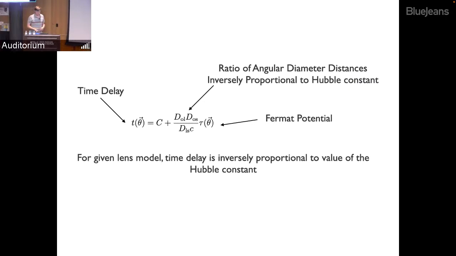This is work that Refsdal is responsible for. You can write this time delay in terms of the Fermat potential, and if you measure a relative time delay, the difference between the arrival of two images, you get delta t over here, and delta tau over here for your Fermat potential. So you can infer this ratio of angular diameter distances and the speed of light, and this turns out to be inversely proportional to the Hubble constant. That's how you get from a time delay measurement of a supernova, with a lens model which gives you the Fermat potential, to inferences about the Hubble constant.